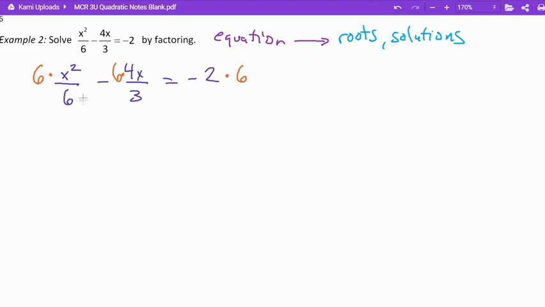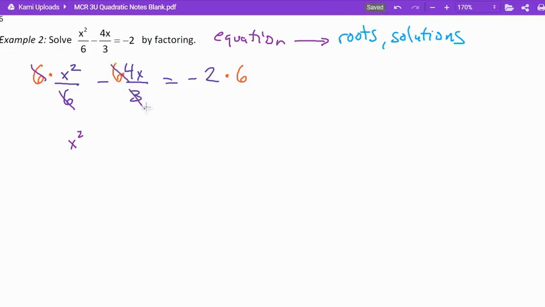I'm sorry, Miss Love. Yes? Why do I need to multiply the first term if it already has a 6? Why do you need to multiply which one? The first one, like x to the power. Because we're trying to get rid of the denominator. So this is divided by 6. This is times 6, so they cancel each other out. Thank you.